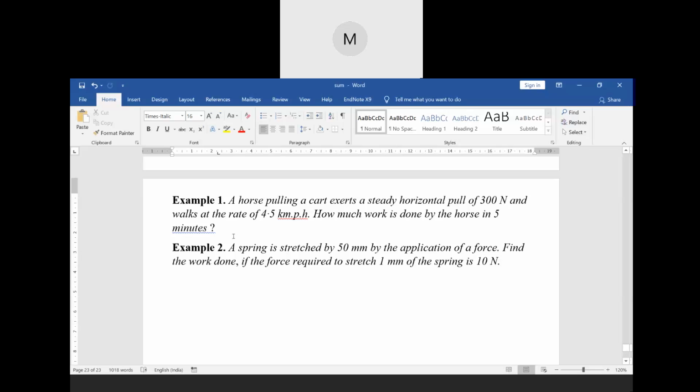Please try to solve this. Did you understand the first numerical, students? Someone raise their hand. Tell me what doubt you are having. Any problem?